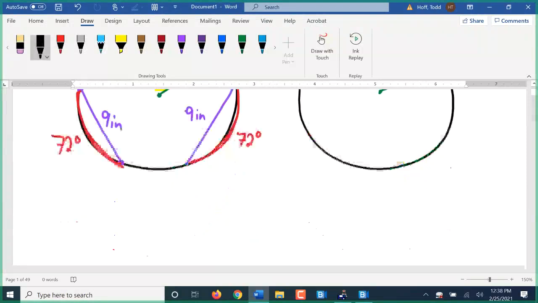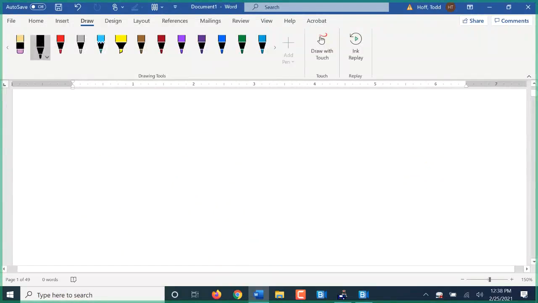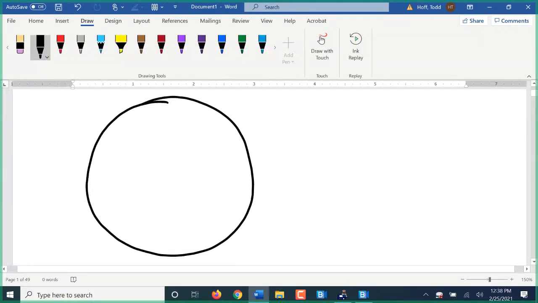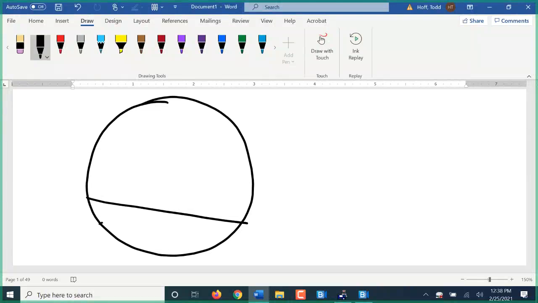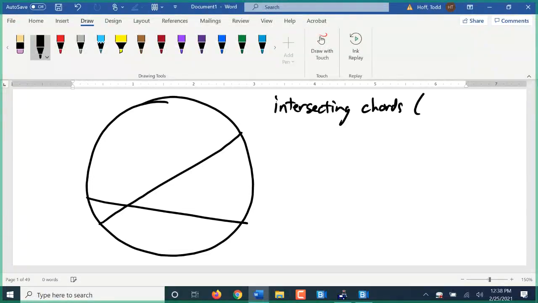Well, as we talk more about these chords, there's another rule of chords that we actually hit on last semester, but I want to go over it again just to make sure you remember it. It deals with chords that intersect in the circle. I should add the word interior because they intersect inside the circle, so they are interior intersecting chords.